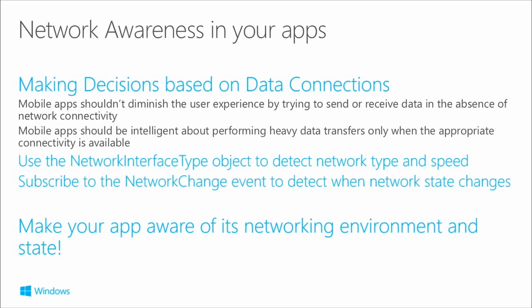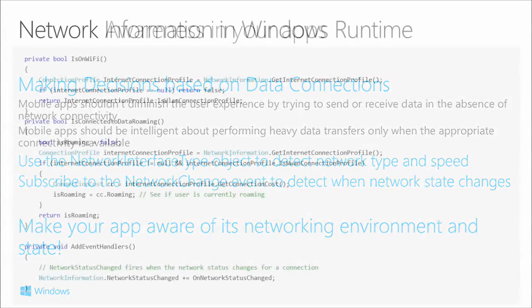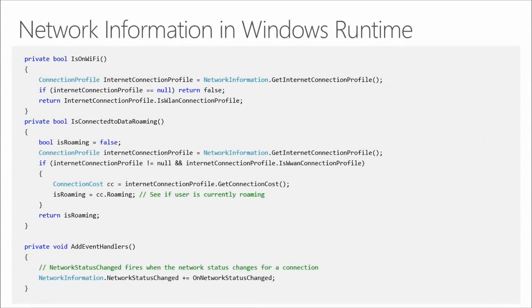In network awareness in your apps, again, there's lots of APIs that help you to find out information about the network. First of all, you can get information through the NetworkInformation.GetInternetConnectionProfile call. That gives you back a connection profile object. First thing you need to do whenever calling it is check if it's null. If it's null, you're not connected to the internet, so that means you've got no network. And then there's lots of properties on it. So you can find out whether you're on wireless LAN, is WLAN connection profile. You can find out if you're on data roaming.